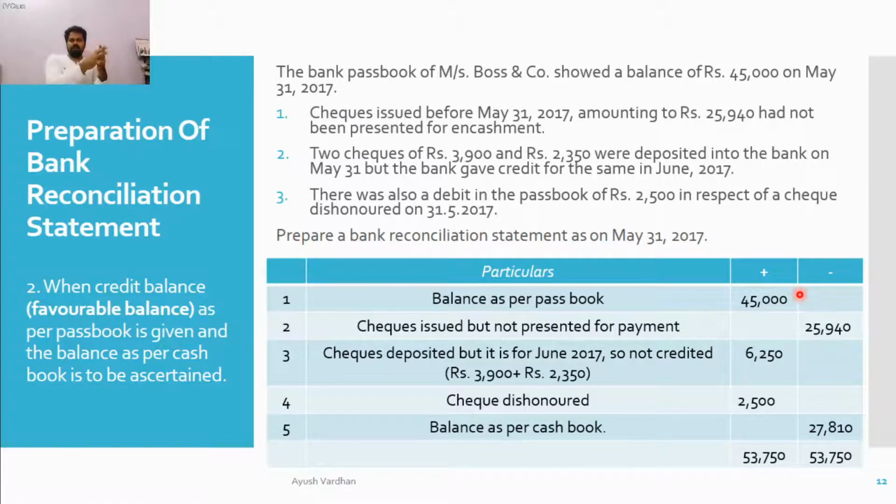What happens? Mr. Bose, Ms. Bose and Co has issued that check, but the person has not visited the bank. So he has made a plan that he will visit on the 5th June for that payment. So he is not wrong. He can go anytime, whenever he likes, to get the payment.